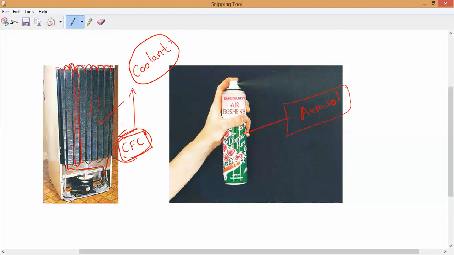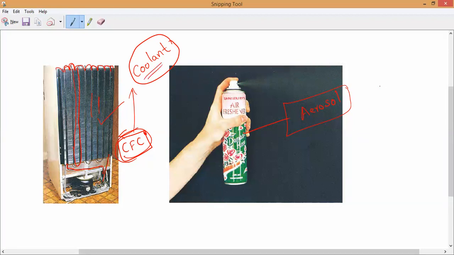So that is the phenomenon or principle of a refrigerator: it will take the inside heat and automatically it will become cool. Suppose something is hot; if you take the heat from the substance, then automatically the substance will turn cool. So that is the principle present in refrigerators and air conditioners. So we are using this CFC as a coolant.